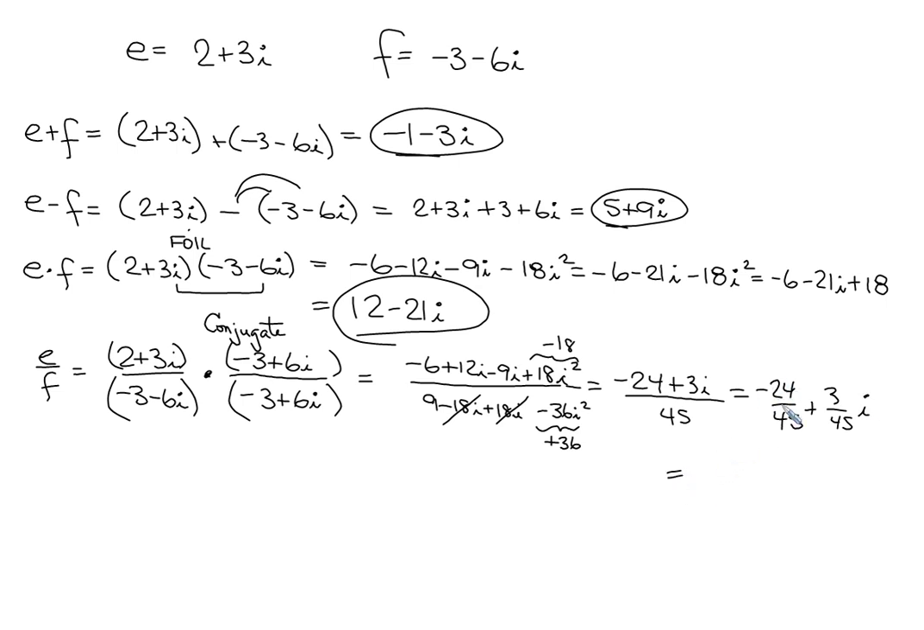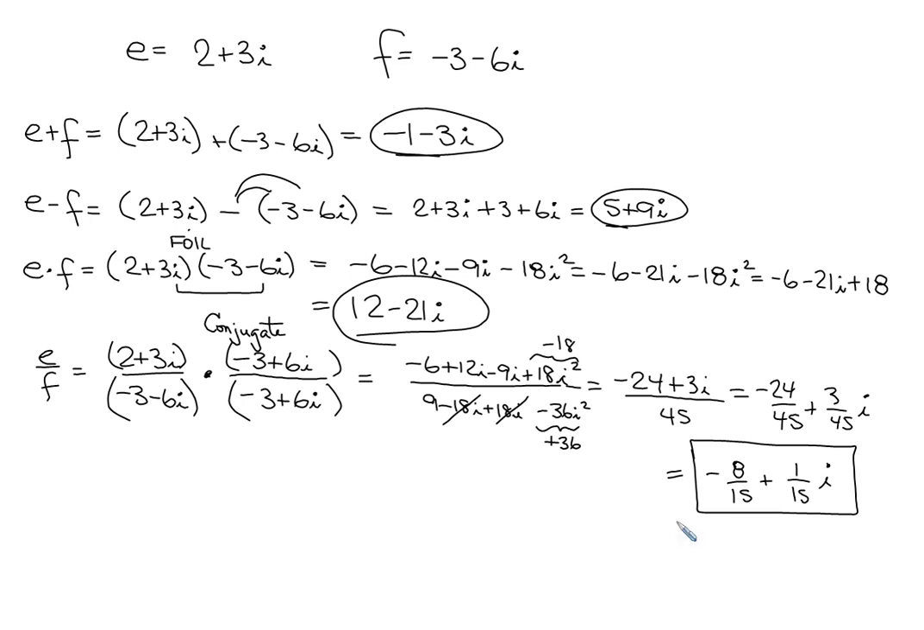And then you see if anything reduces. 3 goes into both of these, so we end up with negative 8 over 15. And then 3 goes into both of these, plus 1 over 15 times i. This is the proper way to write this answer. If you stop one step too early, you will lose a point or two on a quiz or test. So make sure you put it in that form and simplify it.